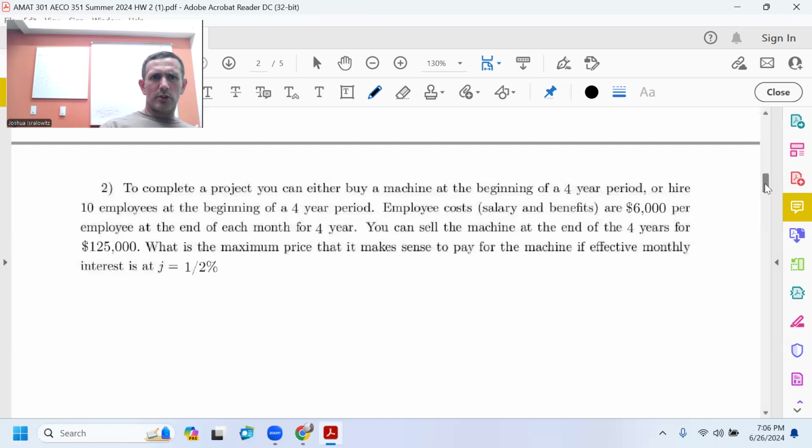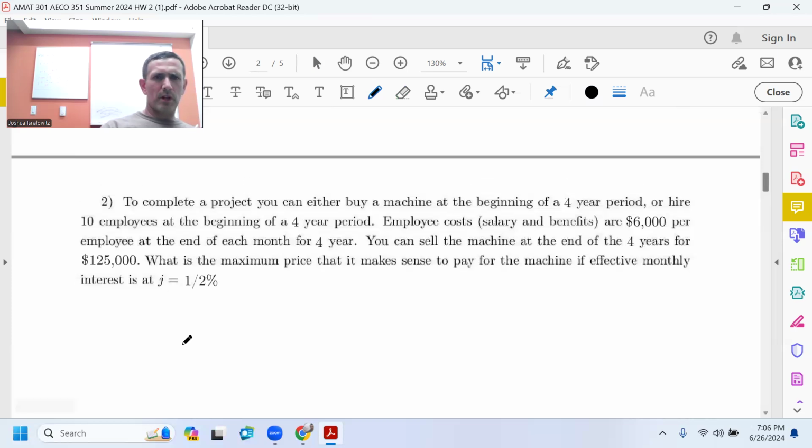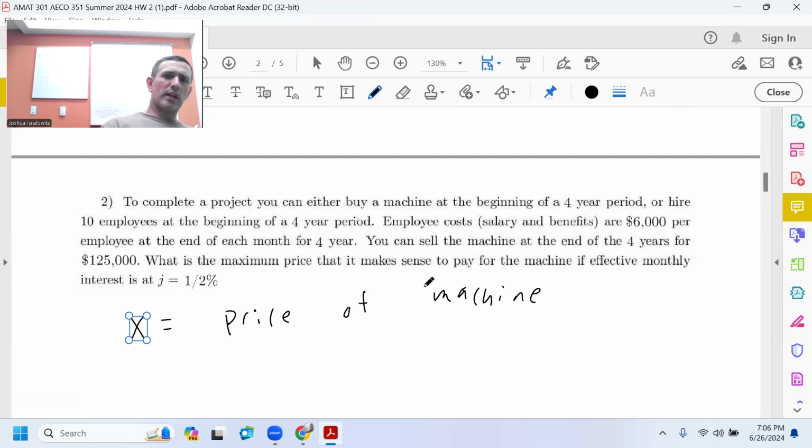All right, problem 2. Let's say X is the price of the machine. So just like in the example, we're going to time value all the costs and set them to be equal, so that if you pay any more than what we get doing that for the machine, then you're losing money in time value.